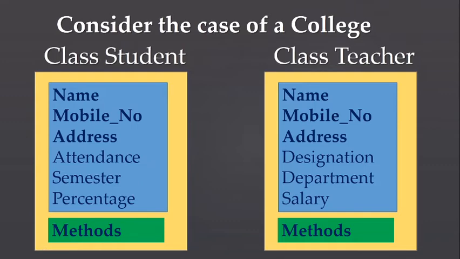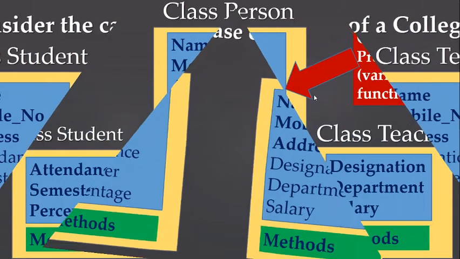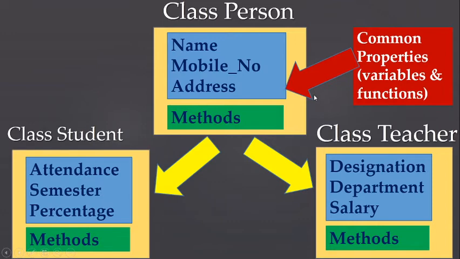So it's not required to write the code in both the classes like this. So what we can do is put all the common properties, where property means variables and functions, into one new class, named Person. So we have name, mobile and address. The common properties of both the classes we have put over here. If we have some common methods, we can also put them over here.